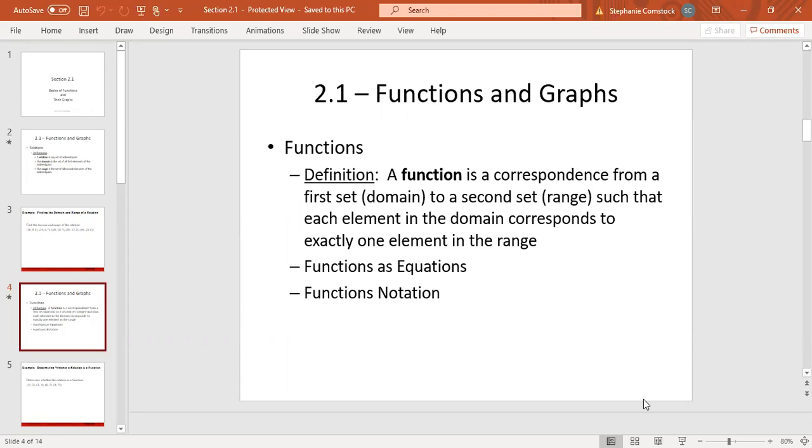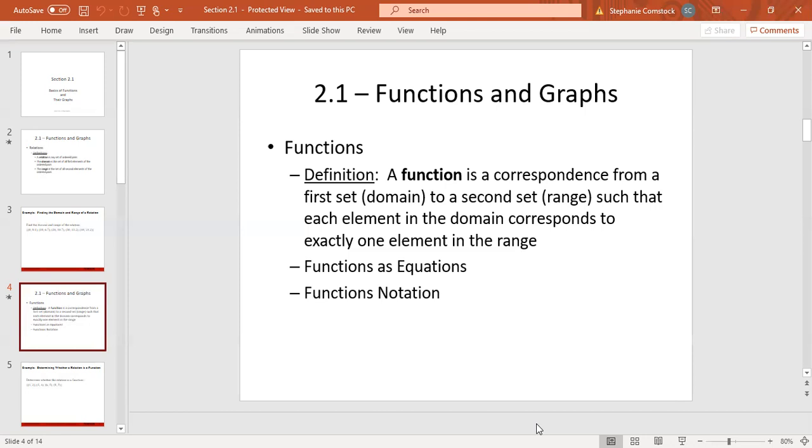So if we're given things that are in lists, like what we just saw, or we're given a table of values and things like that, then we're only going to have to look at those x values in order to decide whether or not it is or is not a function. Now, the other thing that we're going to look at over the next couple of examples is we're going to talk about functions as equations. How do I know when an equation is or is not a function? And then we'll also look at some function notation.